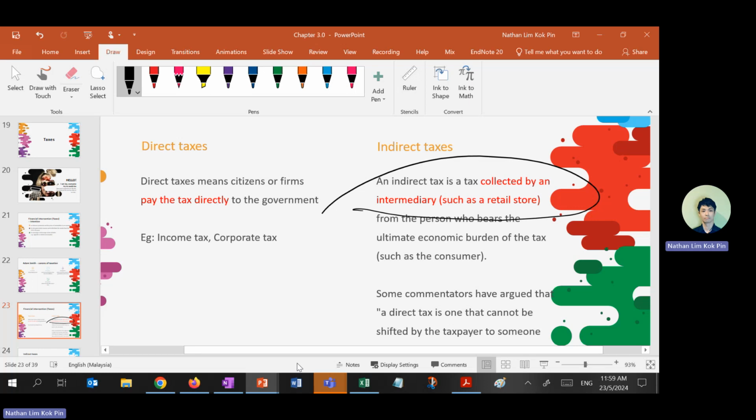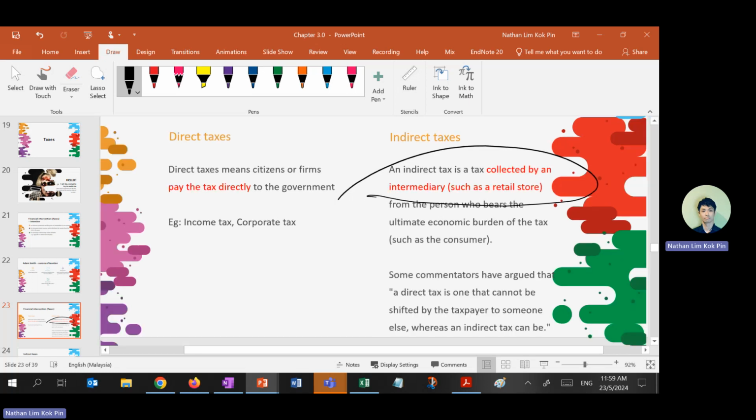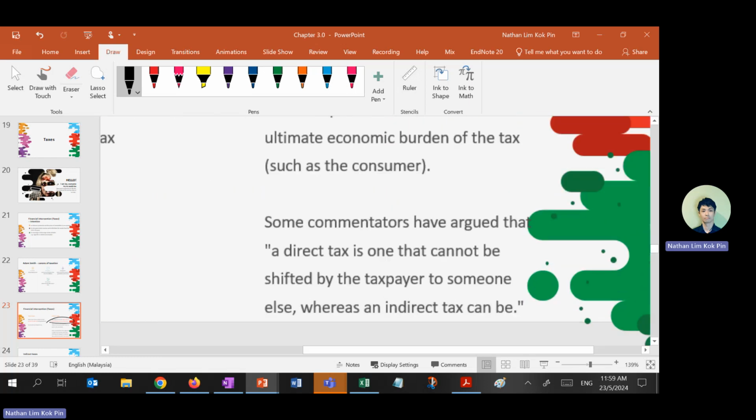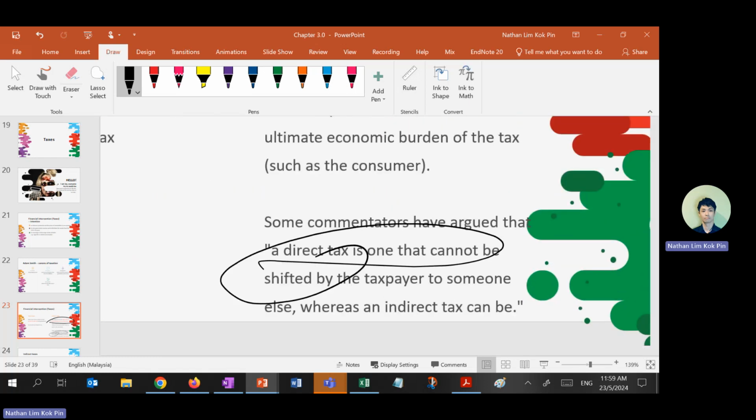They will pass the tax to the consumers, right? Because they can collect the tax, they can adjust the price accordingly, right? So some argue that direct tax cannot be shifted, but indirect tax can be shifted. Direct tax cannot be shifted. Why? Because income tax, for example, is linked to an IC. So it's still under your name. If you never pay, your IC name will appear, then you cannot go out of the country. This is your direct tax.